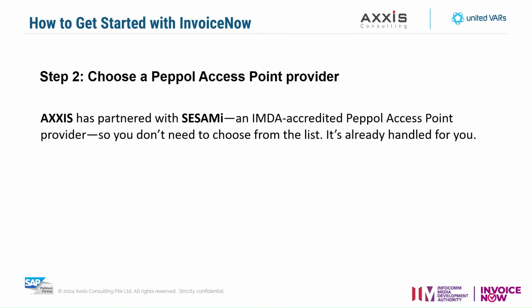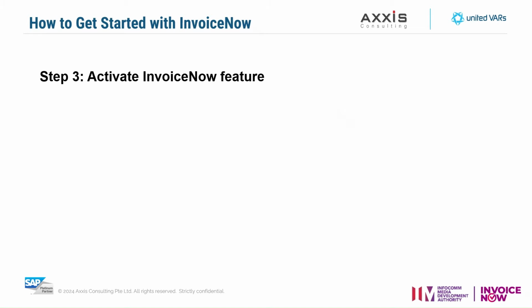Step 2 is already taken care of. Axis has partnered with Sesame, a trusted and IMDA-accredited PEPPOL access point provider. That means you don't need to worry about selecting one yourself. Your InvoiceNow connection is already secured and compliant. Step 3. Activate InvoiceNow feature. Let's dive into the video demonstration on how to activate the InvoiceNow add-on in SAP Business One.